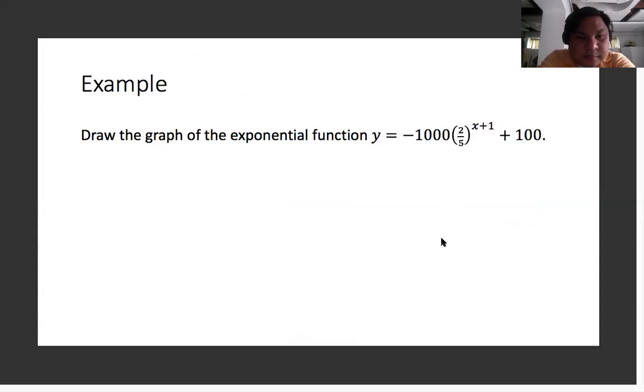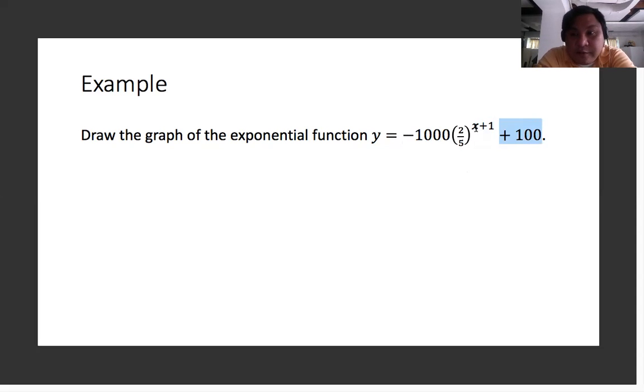Right. So here we are asked to draw the graph of the exponential function y is equal to negative 1000 times 2/5 raised to the x plus 1, plus 100. All right, so notice that this one has all the transformations. The a is negative. Definitely that means something. There is a plus 1 in the exponent. Definitely means something. And there is also a plus 100 after your a times m raised to the x expression.